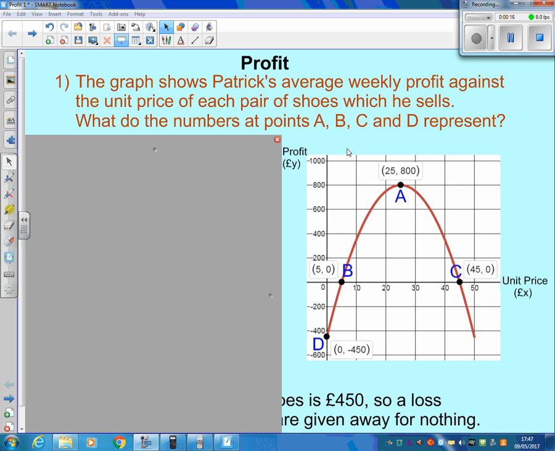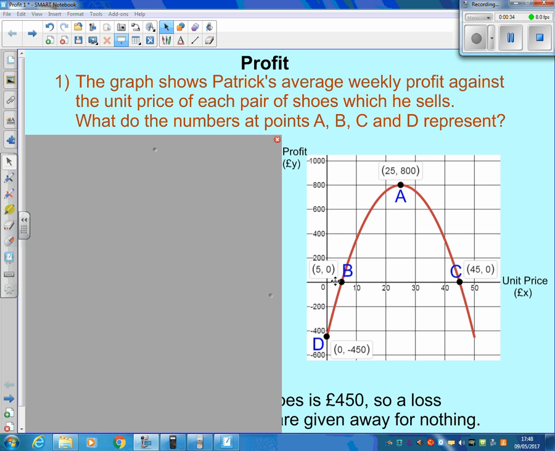So what's actually happening here is that Patrick has got some production costs for making the shoes, so if he doesn't make enough money, he's actually going to make a loss, and then he's selling them and hoping to make sufficient sales to do well enough that he makes a profit.